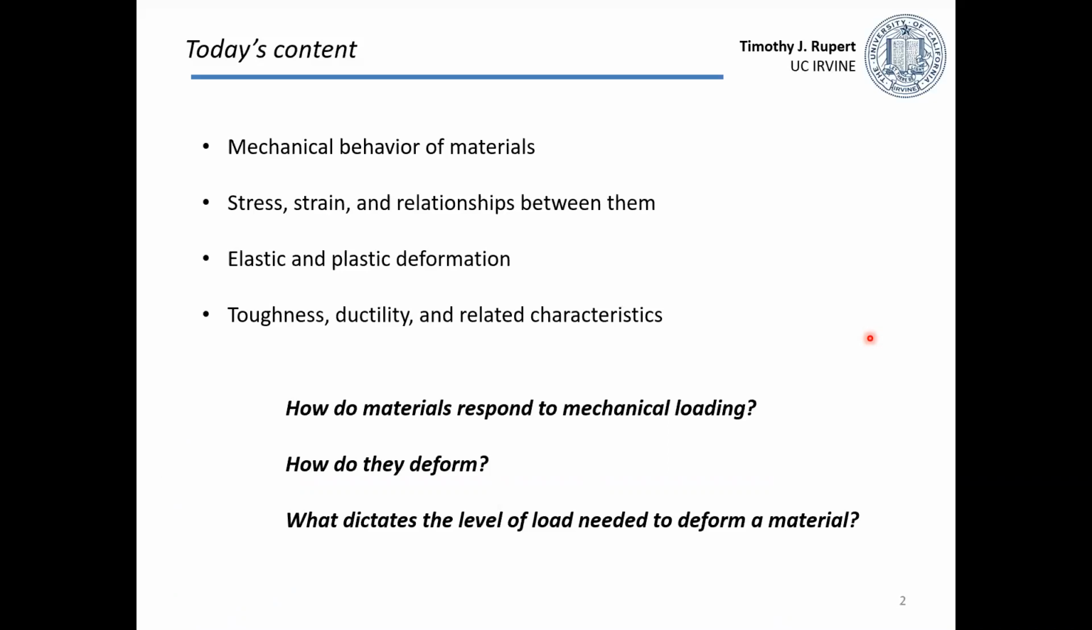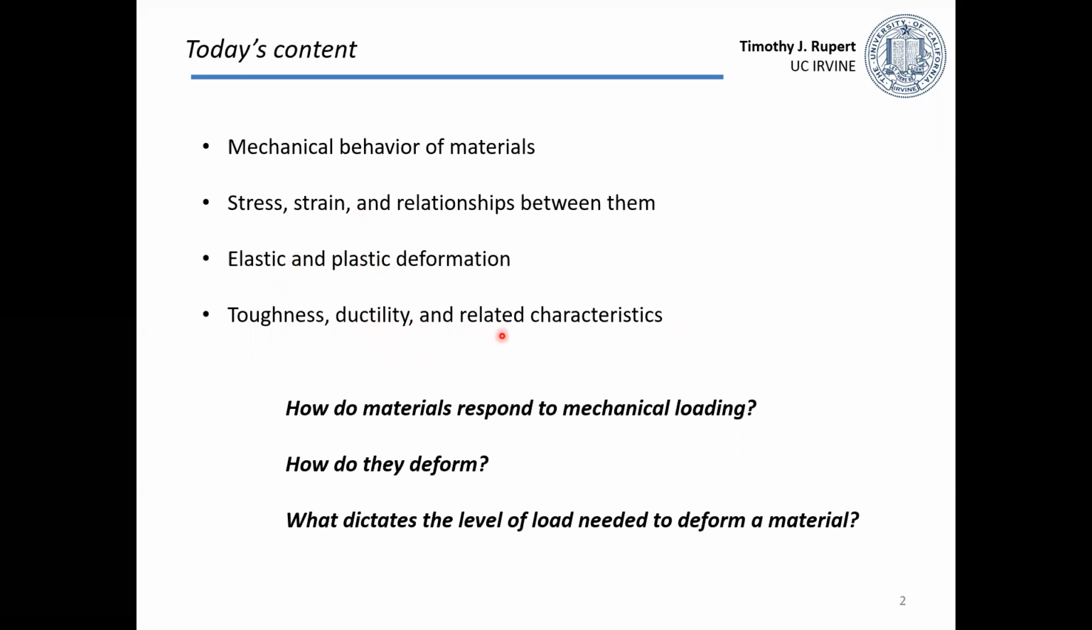So the general things we're going to do is introduce the class to talking about how we deform different types of materials. We'll talk a lot about these features, stress and strain, and also relationships between them. We'll talk about different types of deformation as well. So elastic is reversible. If you want to think about it like a rubber band, you can stretch it and it comes back. And plastic is permanent deformation. And finally, we'll also talk about some different aspects that are more complicated relating to deformation, things like toughness, ductility, and other features.